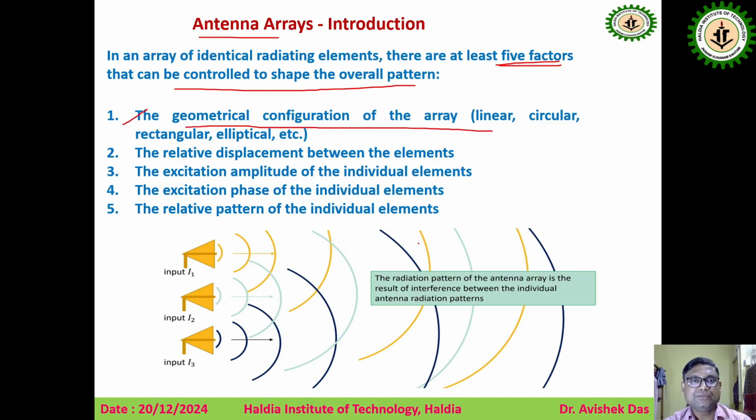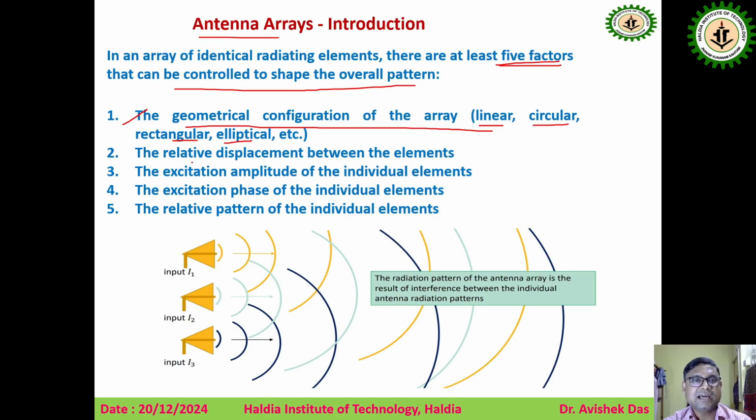If you change the geometrical configuration of the array, the total radiation pattern of the array also changes. So, what are the general geometrical configurations of the array? The first ones are the linear array, circular array, rectangular array or elliptical array, different geometrical configurations. In such configurations, a number of antenna elements are placed together as a linear, circular, rectangular or elliptical arrangement, etc., and it forms a geometrical configuration.